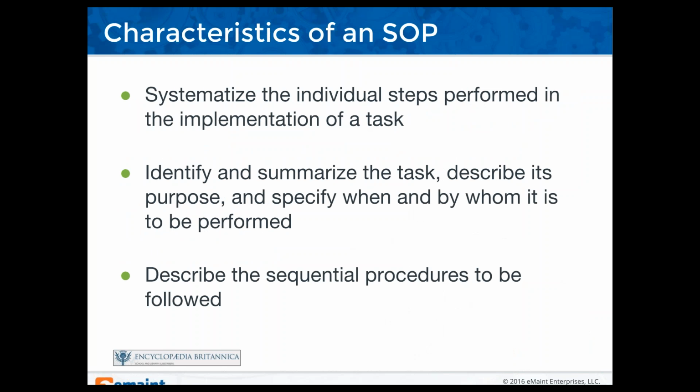What are the characteristics of an SOP? Well, more from Encyclopedia Britannica. To systemize the individual steps performed in the implementation of a task, to identify and summarize the task, describe its purpose, and specify when and by whom it is to be performed, and describe the sequential procedures to be followed. So in summary, a systematic approach, an approach related to a quality system, an approach that documents roles and responsibilities clearly, and an approach that presents sequential activity in a visual format.